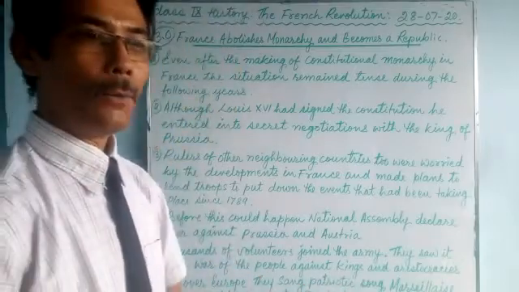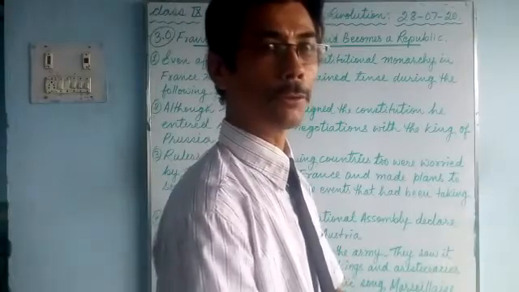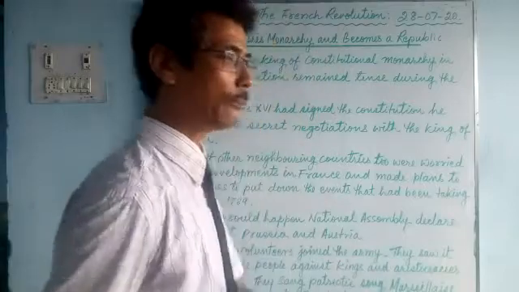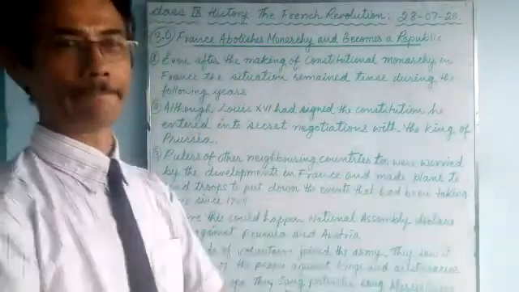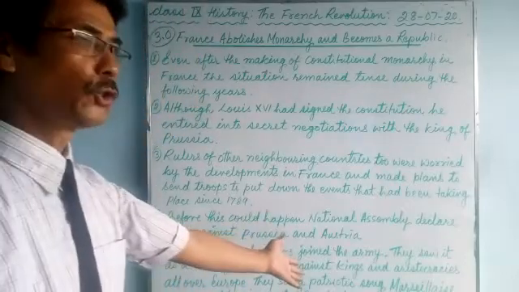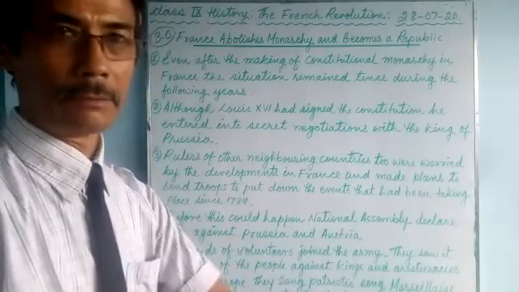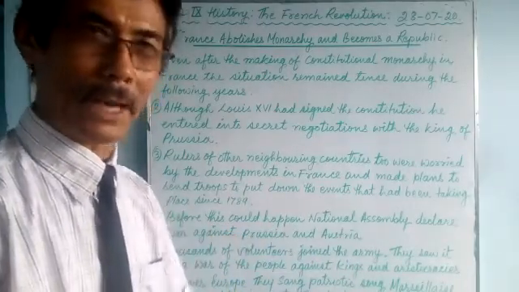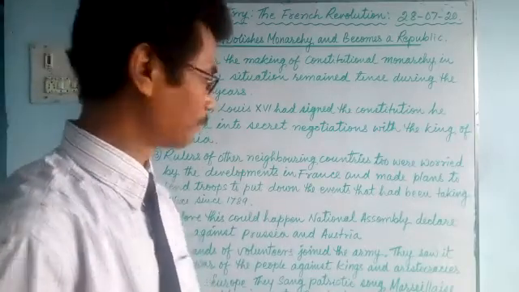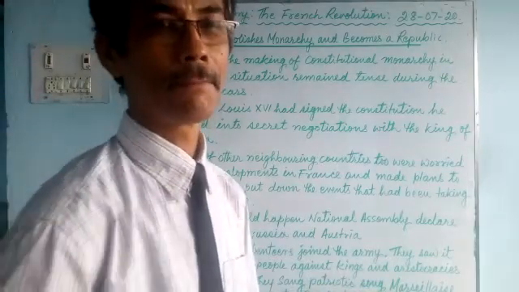While the volunteers were marching to fight Prussia and Austria, patriotic songs were sung on the way. Among them, one very important patriotic song was the Marseillaise. They sang the patriotic song, the Marseillaise.